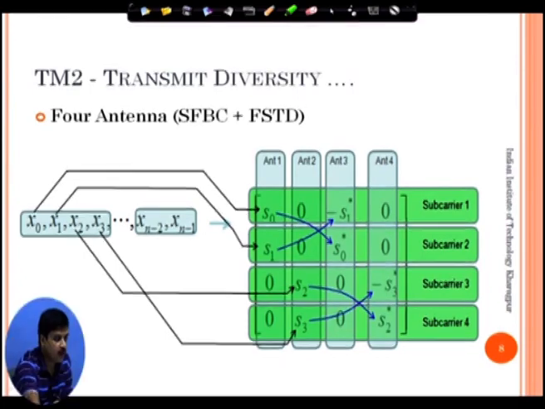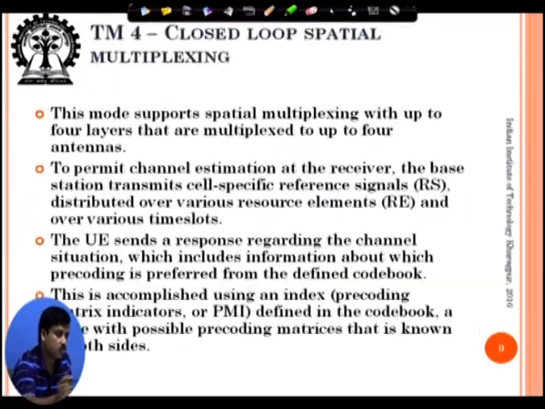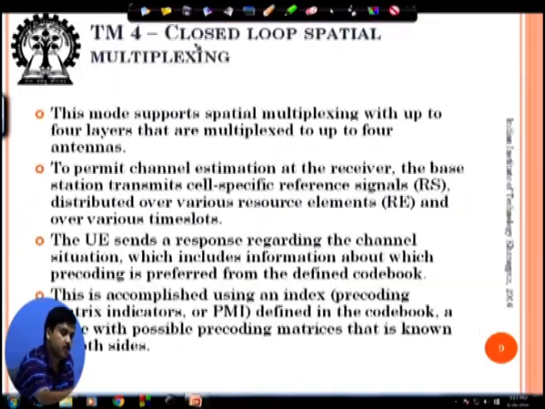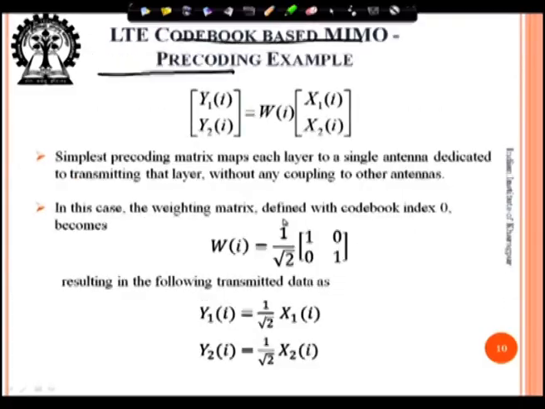This is the 4 antenna based Alamouti scheme, which is basically similar. So, we will not take a look at this, you can always take a look at these things. And then there is closed loop spatial multiplexing. What we have studied is SVD based closed loop spatial multiplexing, but here instead it is code book based spatial multiplexing. We will explain shortly what is the meaning of code book based spatial multiplexing.